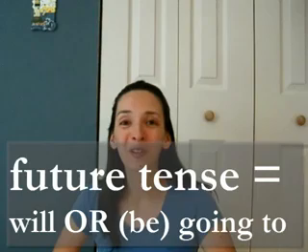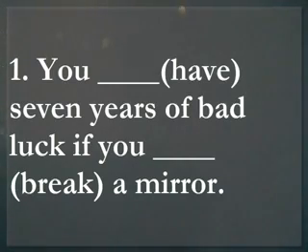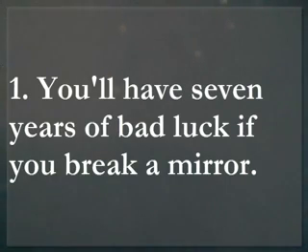So let's review what we've learned so far. On your screen, you're going to see a sentence. Each sentence is a superstition. I'm going to take out the verbs from these sentences, and I want you to read them, putting the verbs back in the correct tense. We'll do the first one together as an example. Okay? So here's sentence 1. Take a moment and read it to yourself, and then I'll tell you the answer. Answer: you'll have 7 years of bad luck if you break a mirror.